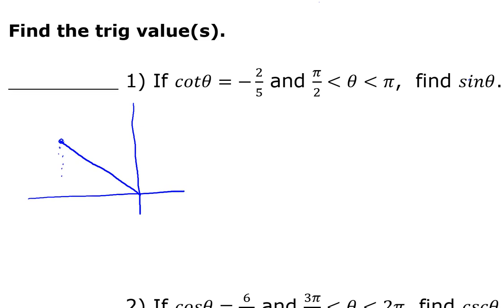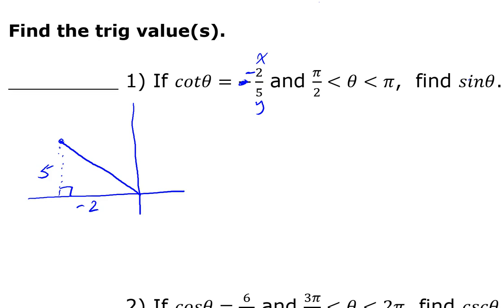Go ahead and draw yourself a triangle. Okay, something like this. Now, cotangent is x over y. So when I look at this, I'm thinking x over y. Because this is going to the left, I know that the x needs to be negative. Because it's up, I know that the y will be positive. So I'm going to look at this as negative 2 over 5. So the x value is going to be negative 2. The y value is going to be 5.